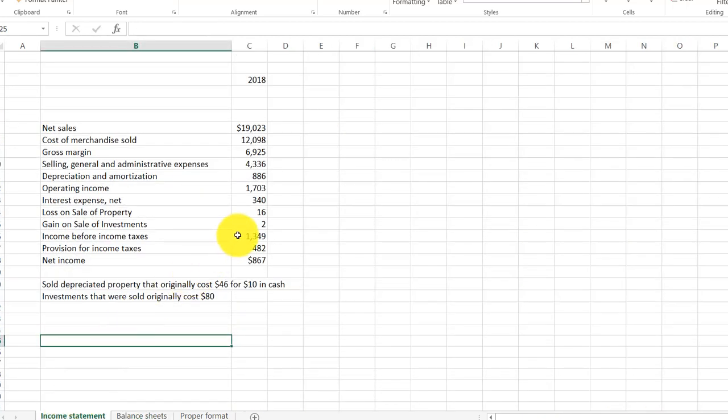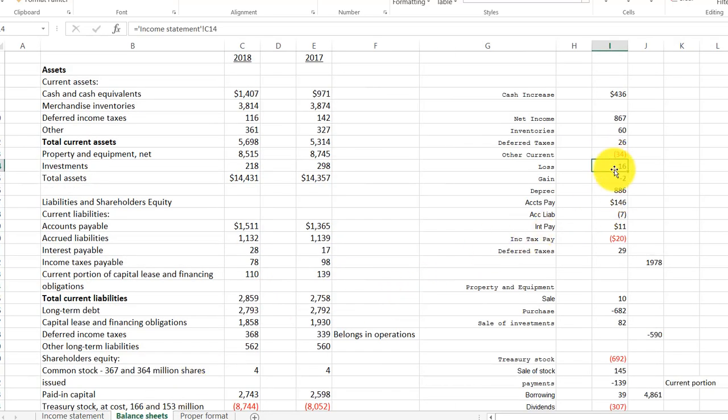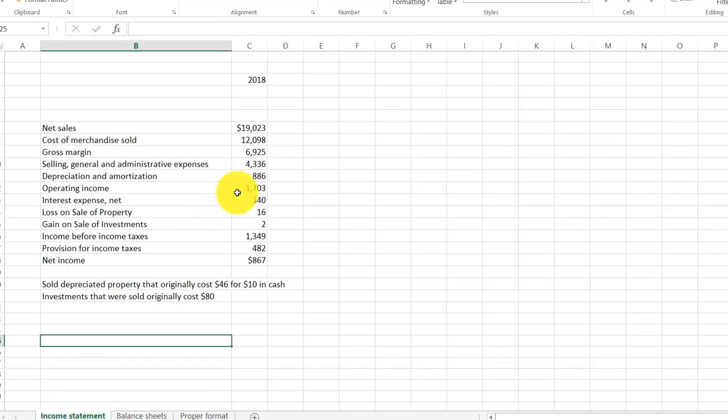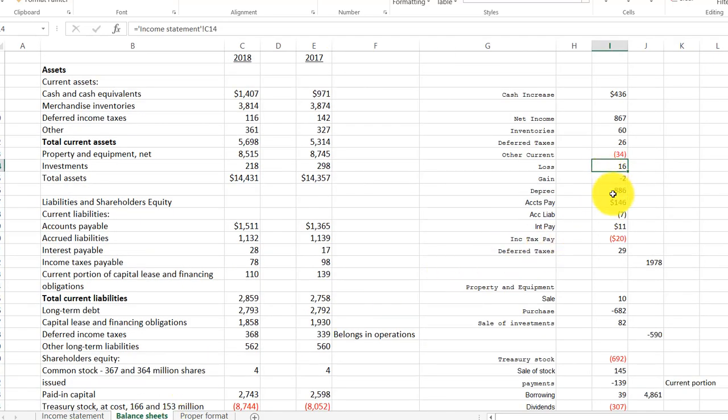Here then are gains and losses. You see on the income statement we had a loss on the sale and a gain on the sale. So I did those two separately there, and then depreciation comes from the income statement. Depreciation and amortization is actually the full explanation. So there's that. Then we start with the current liabilities: accounts payable, accrued liabilities, interest payable, income taxes payable.